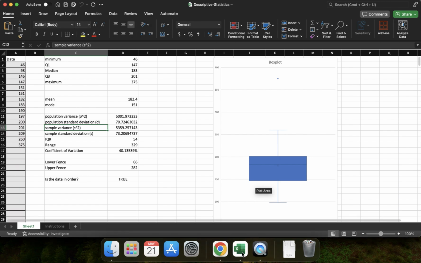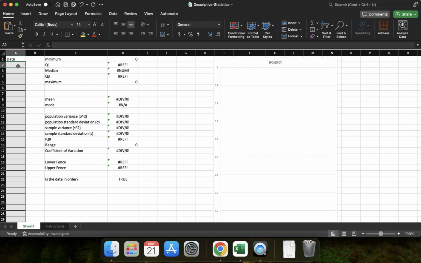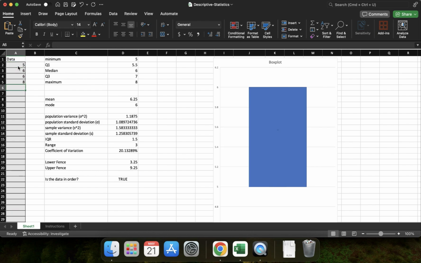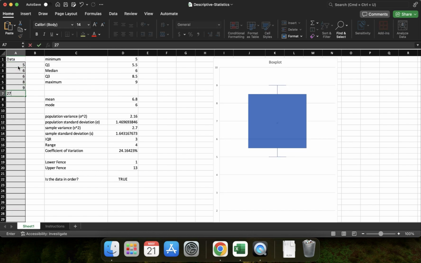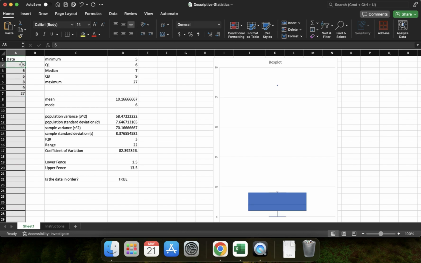And here's what it looks like. Data goes in this first column here. I'm just going to erase this, press delete, don't press backspace. And I'll put these in order. So here's everything in order. Just want to show you what happens if it's not in order. It says down here, is the data in order? True, that's good. If it wouldn't be in order, it turns to false and turns red. So if that's there, then make sure you switch the order.